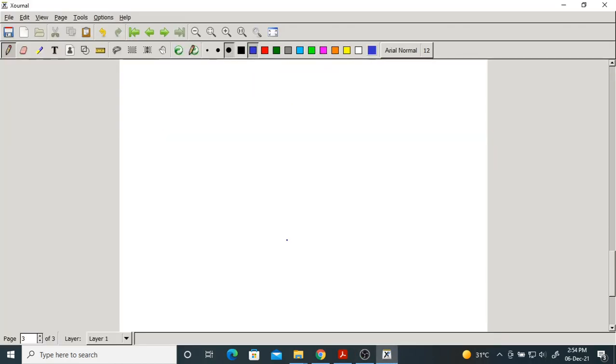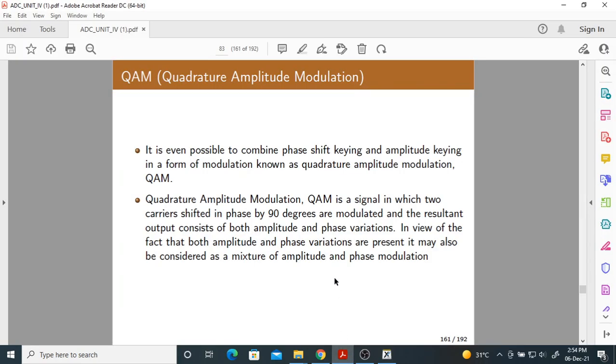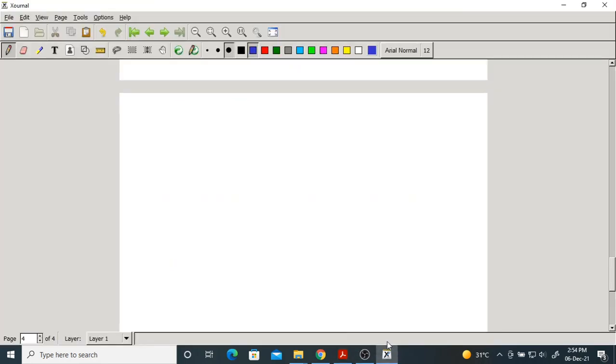Good morning, one and all. Today we start our new modulation scheme, that is quadrature amplitude modulation. What is that? Quadrature amplitude modulation.